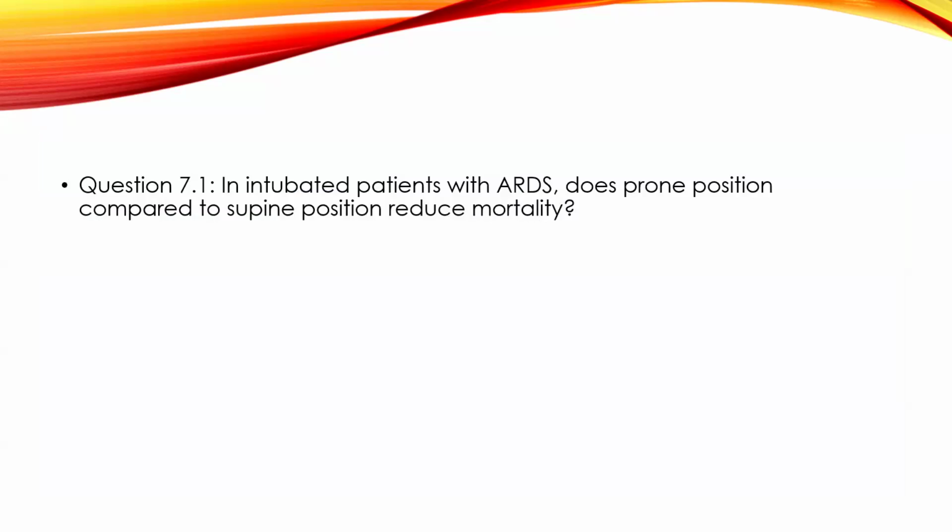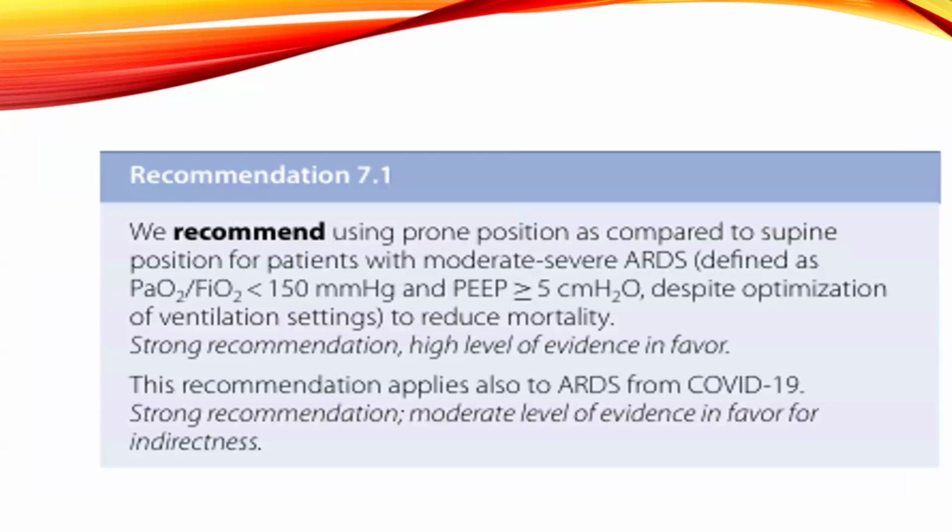So in patients with ARDS, does the prone position compared to supine position reduce the mortality? The guidelines recommend using prone position as compared to supine position for patients with moderate to severe ARDS, which is defined as PF ratio of less than 150 with the PEEP of more than or equal to 5, despite optimization of the ventilatory setting, to reduce the mortality. It has a strong recommendation. This recommendation also applies to ARDS from COVID-19.